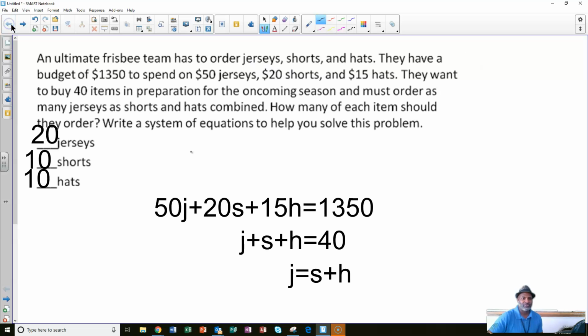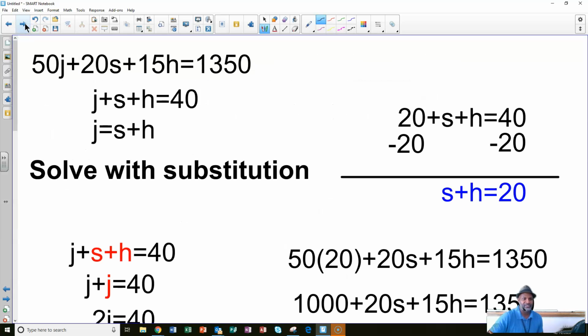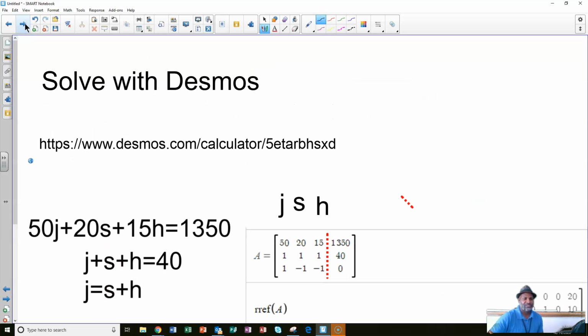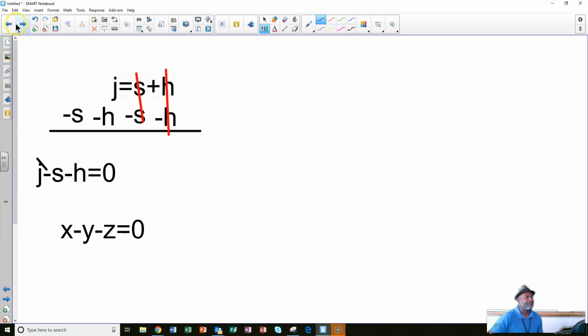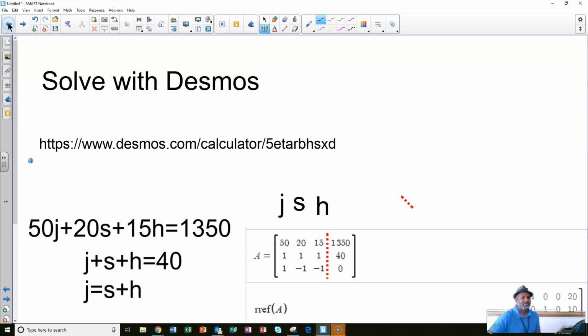We came up with the three equations first. That's the formulating. And then we solved it three different ways. Solved with substitution, solved with Desmos graphing, and we also solved it with the matrix. So I hope this video was helpful to you.